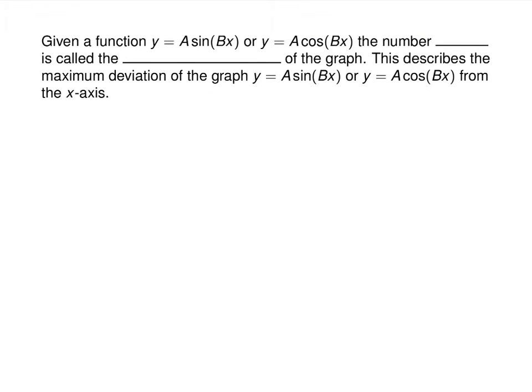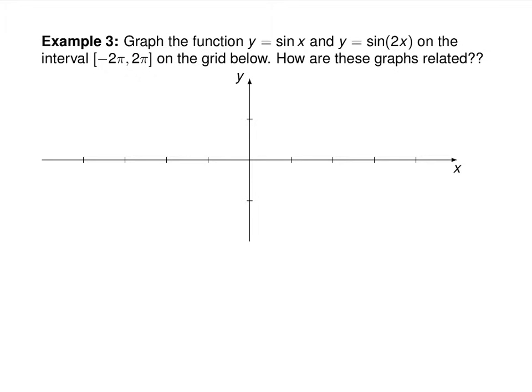Okay, so for a function y equals a sine bx or a cosine bx, that number a is called the amplitude of the graph. And it describes the maximum deviation from the x-axis, meaning what is the farthest it gets from the x-axis in the up or down direction. So numbers outside, not so tricky.